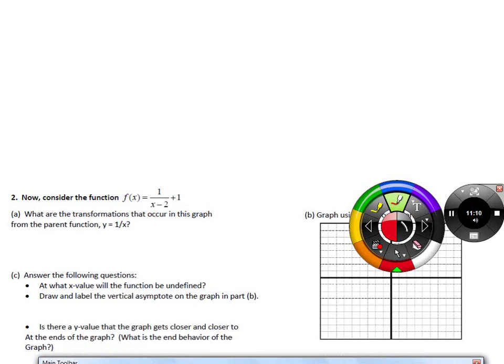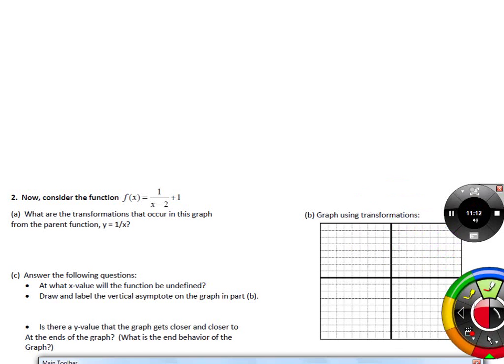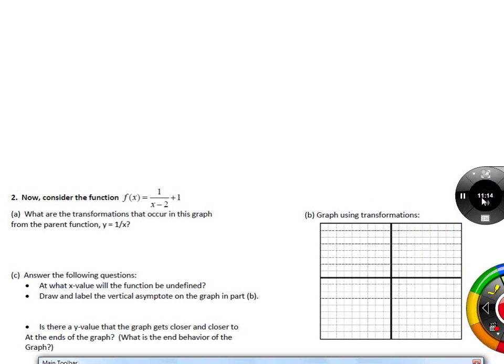All right, so what I want you to do in your group, you have a parent function now, right? We made the parent function. You have the graph on your paper, correct? Everybody has the 1 over x. So here is a new function. It's part of that family. See the 1 over x? But with a couple of transformations: a -2 right here and a +1 right here.